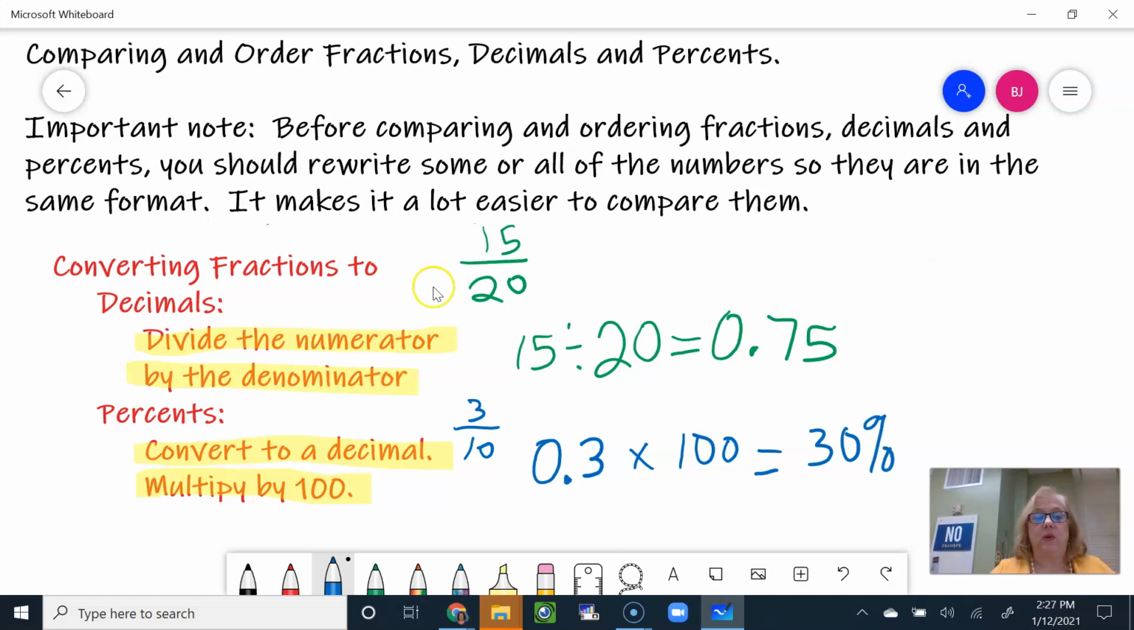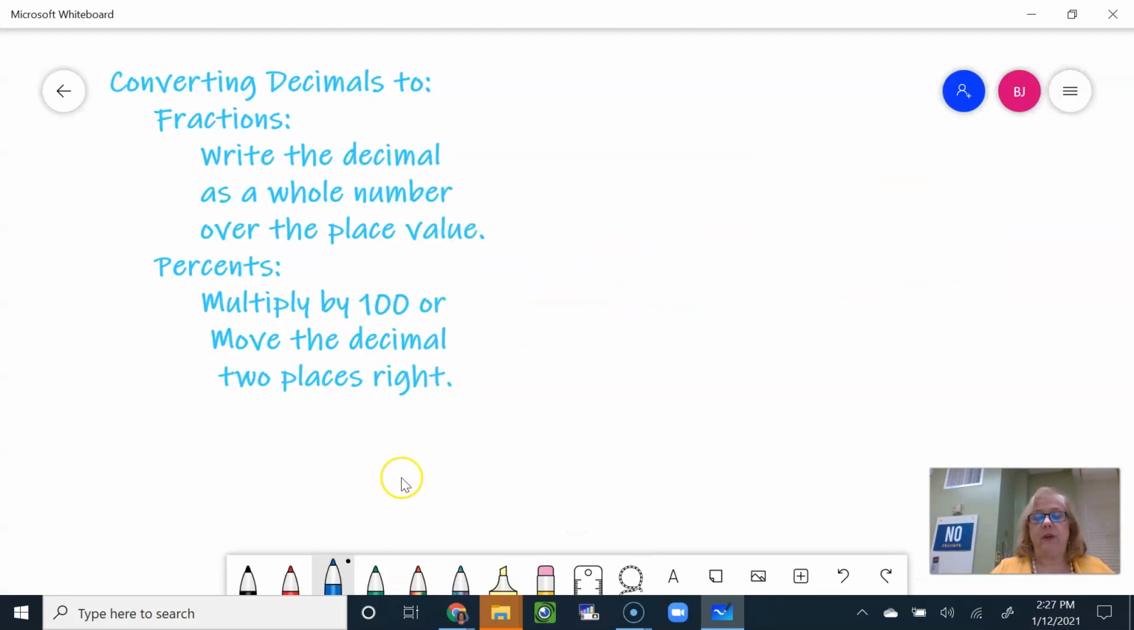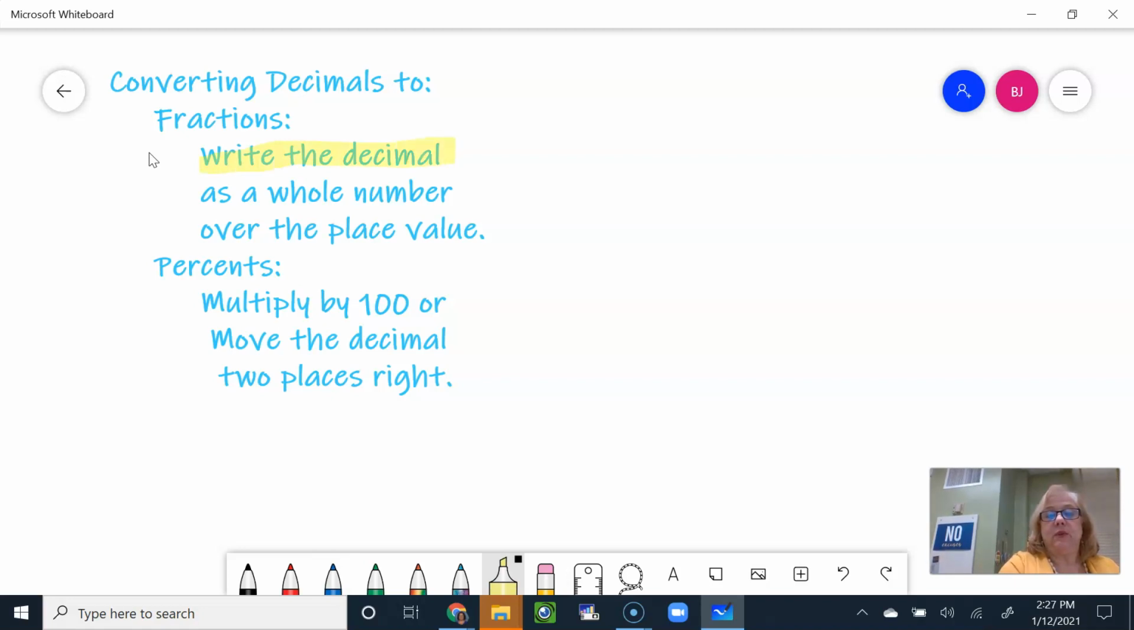So let's do some more. We've got some other ones here I want you to write down. Our next one is if we were to convert decimals to fractions. Well, if we were converting decimals to fractions, we would write the decimal as a whole number over the place value. And remember, our place values are tenths, hundredths, thousandths, that sort of thing.